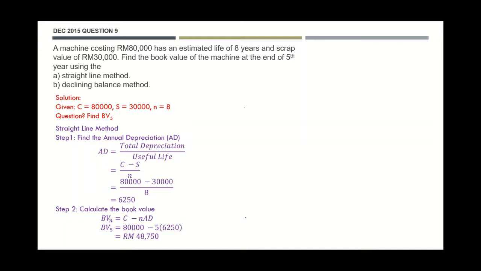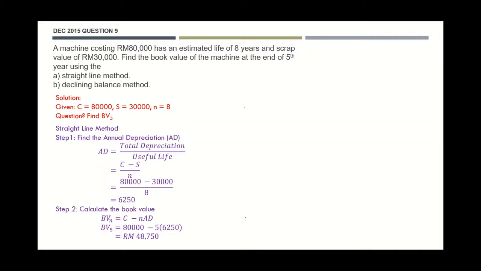Substituting the correct information into the formula, that is 80,000 for C, minus 5 for N, multiplied by the AD, the annual depreciation that we found earlier, 6,250. Evaluating this value, you get that the book value at the end of the fifth year is RM48,750. So this is the solution if you are using the straight line method.